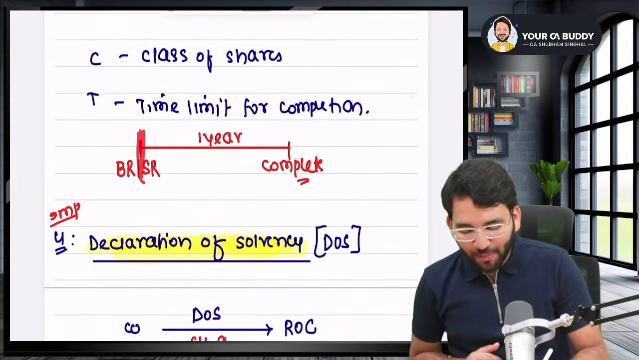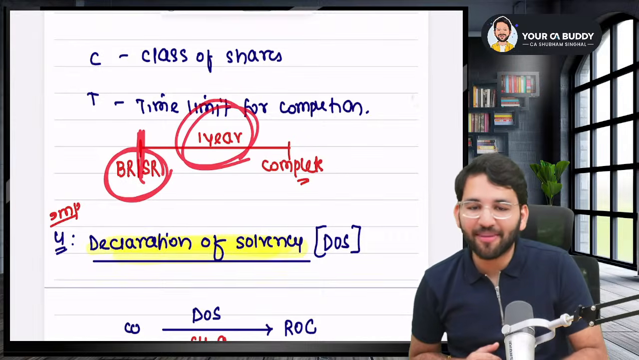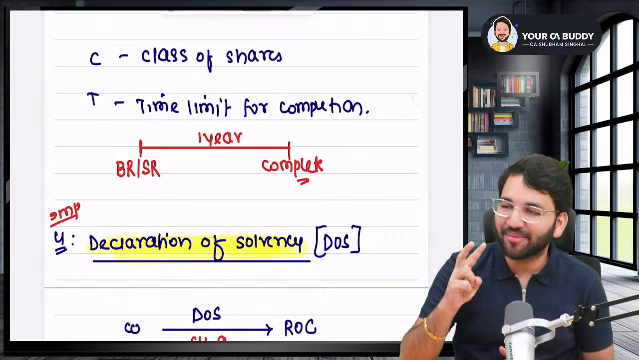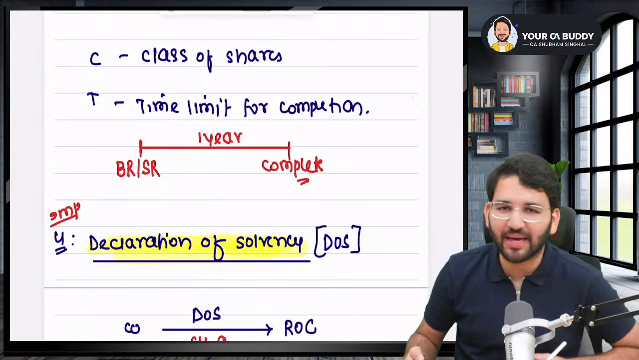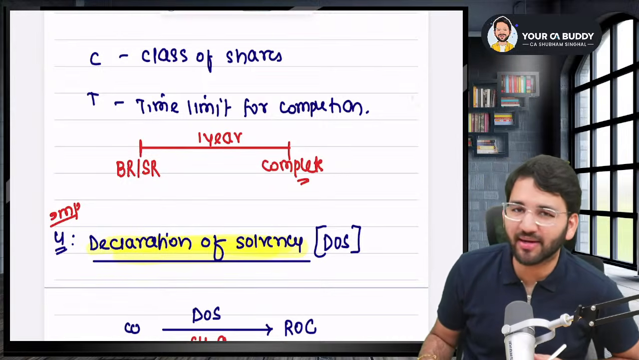The date you pass the relevant resolution, you have to complete the buyback within 1 year. So there are 2 time limits, sir. When you pass a board resolution or SR, sometimes SR is needed, sometimes SR is not needed.